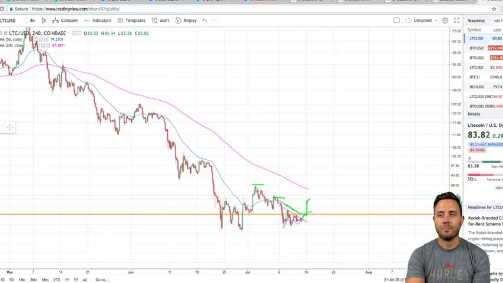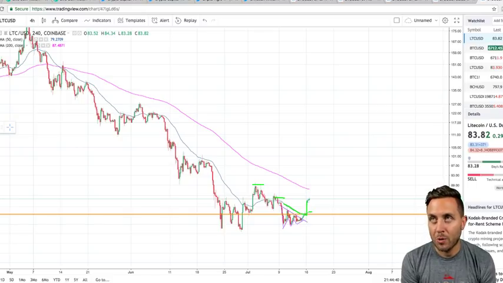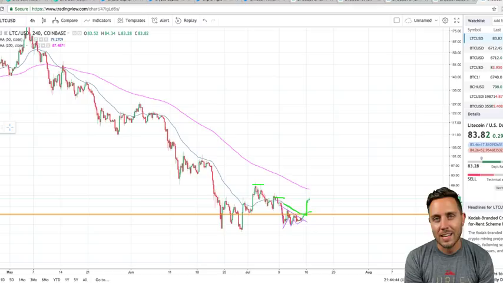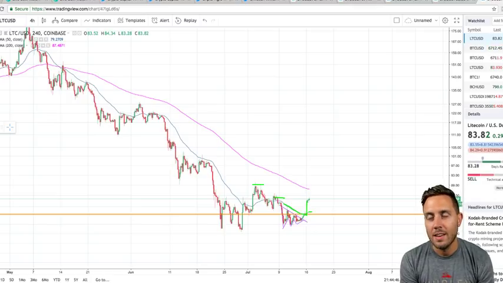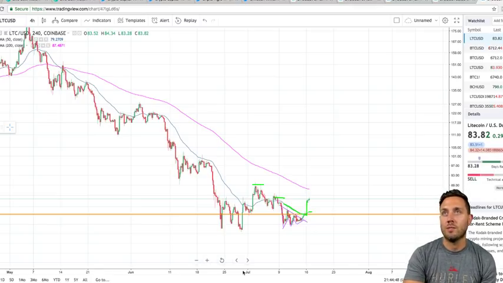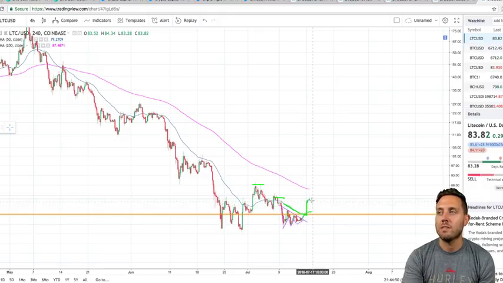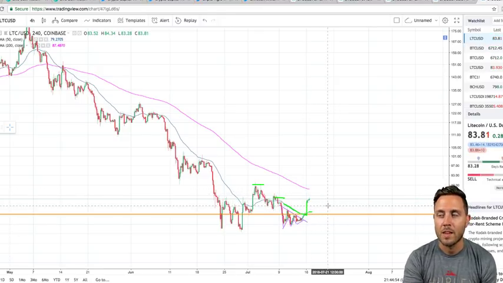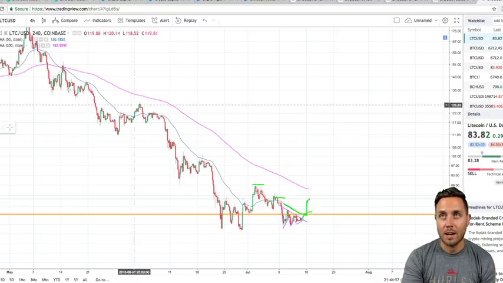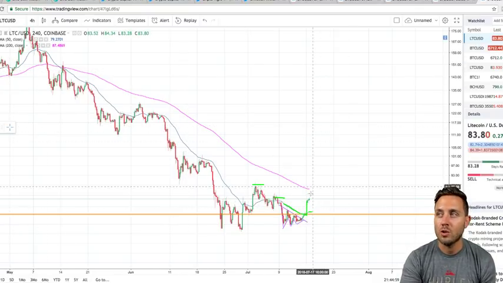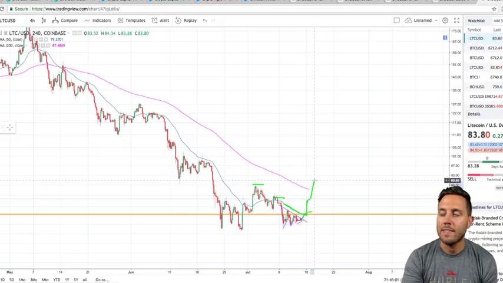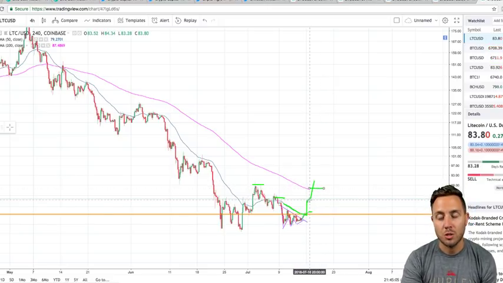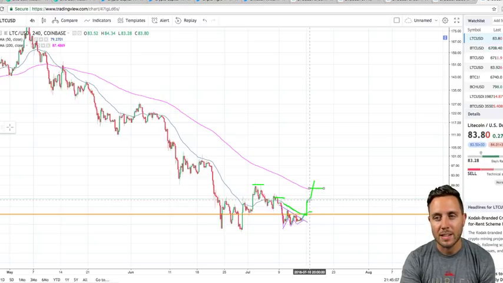So I always love doing these ones and twos. I want to get a sense for what you all are thinking. You look at the 4 hour on Litecoin trading right between the 50 EMA and the 200 EMA. So my question for you is, press 1 if you think this uptrend that we're in will continue and you believe we will break the 200 EMA tonight or tomorrow. Press 2 if you think we're going back down.